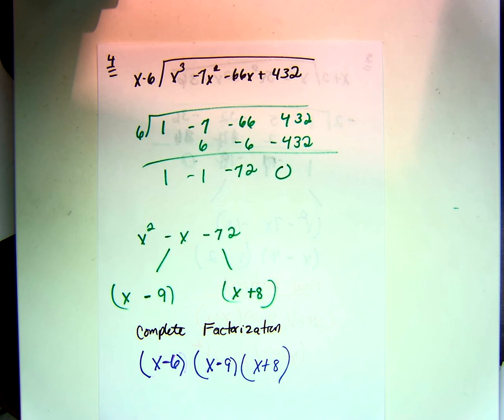So to complete the factorization, we got the x minus 2, which was given to us in the problem, and once we factored ourselves, we had x minus 9 and x plus 8.